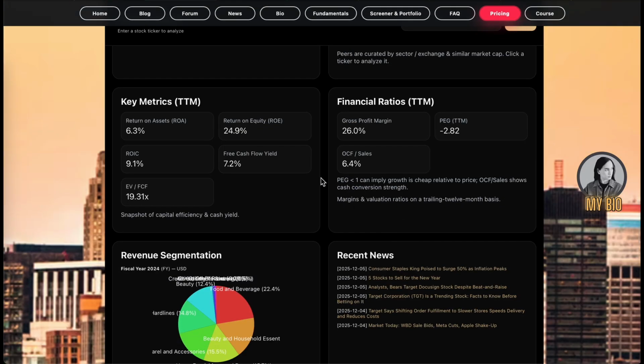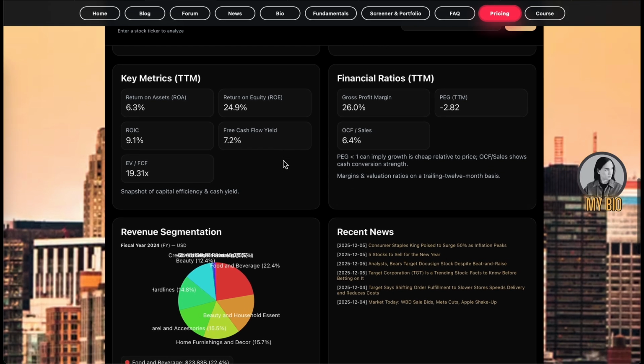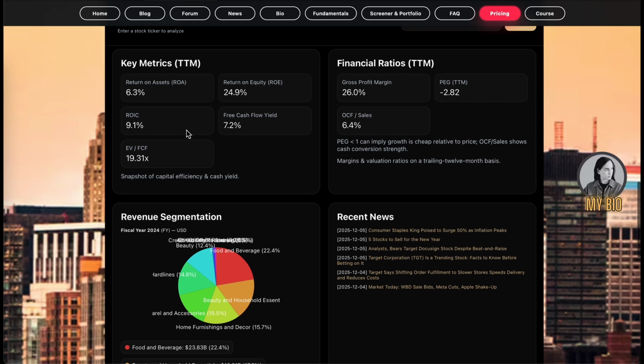Now let's see the key ratios and see which company is the true leader here. As you remember, Walmart had 7.9. Walmart is better. Return on equity almost equal to Walmart, almost 25. Return on invested capital close to Walmart. Walmart had 12. Free cash flow yield, amazing free cash flow yield. Walmart had 3.5 and this one has 7.2. Amazing free cash flow yield, 3 times better than the Walmart, 2 times better.